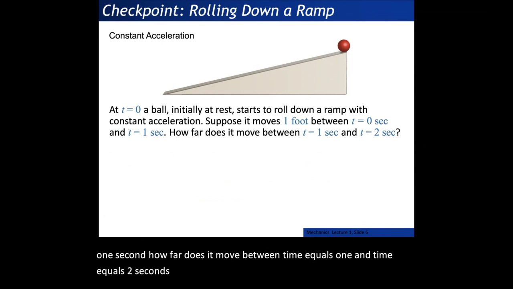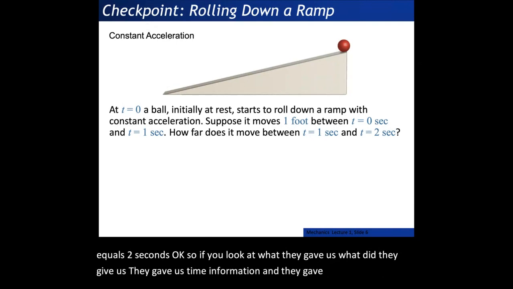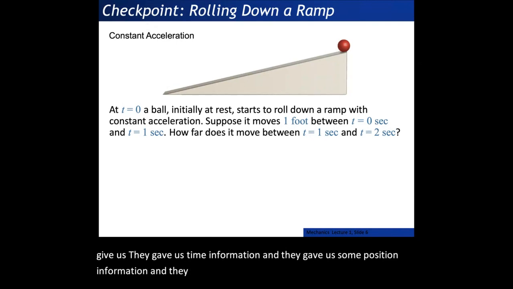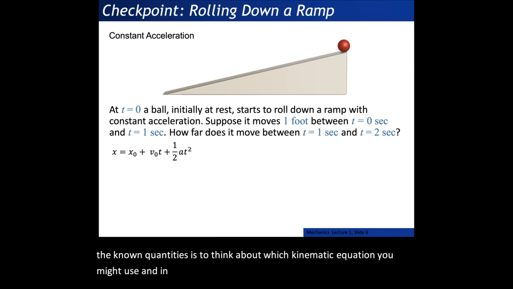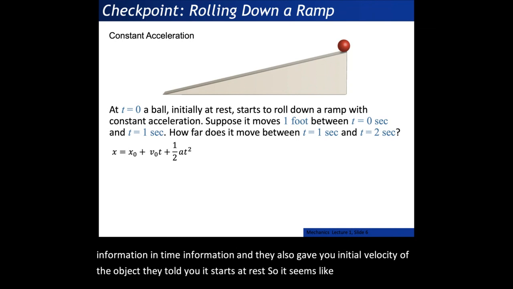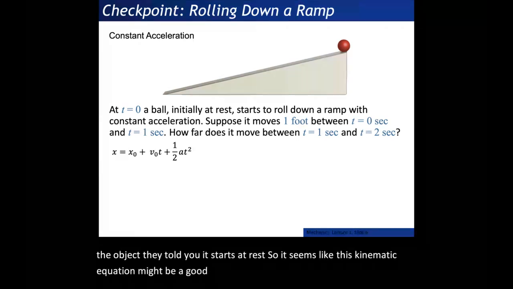Okay, so if you look at what they gave us, what did they give us? They gave us time information, and they gave us some position information, and they told us it was constant acceleration. So generally with a problem, the first thing you want to do, once you've understood what they've given you, so what are the known quantities, is to think about which kinematic equation you might use. In this case, because they've given you position information and time information, and they also gave you the initial velocity of the object, they told you it starts at rest, it seems like this kinematic equation might be a good choice, right?